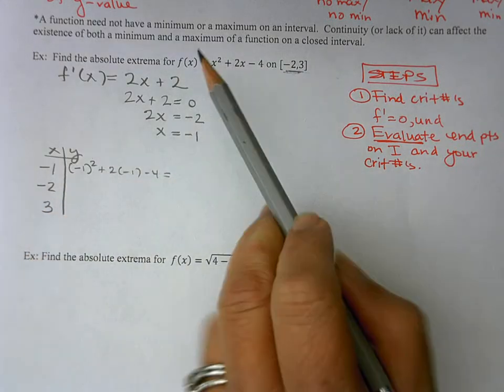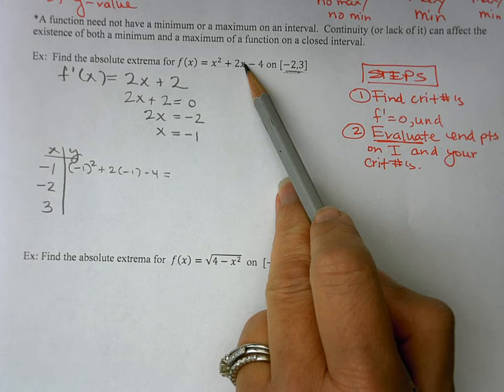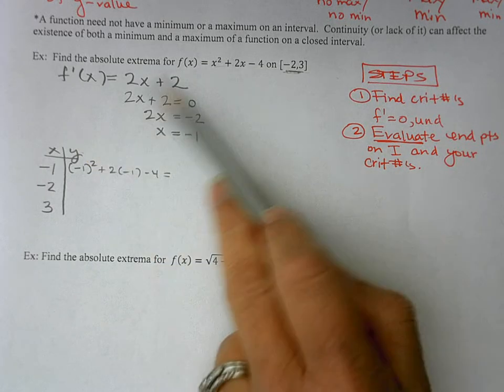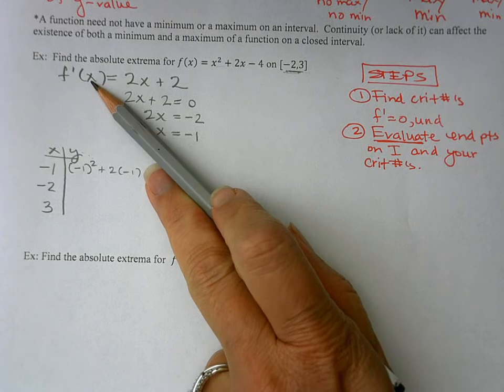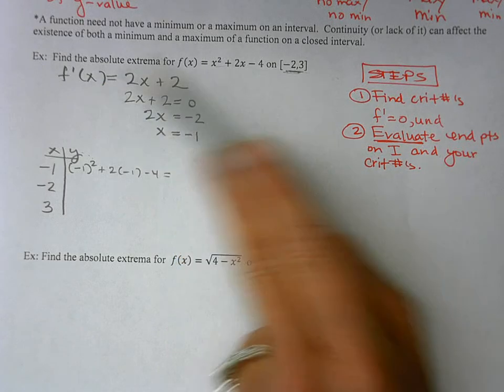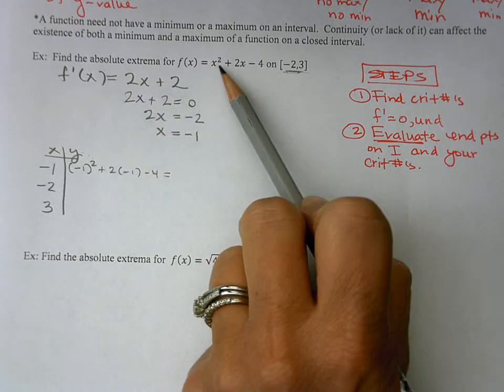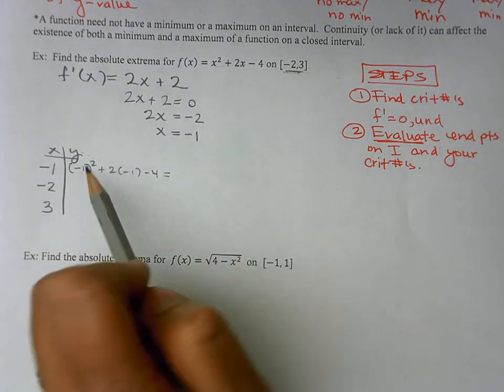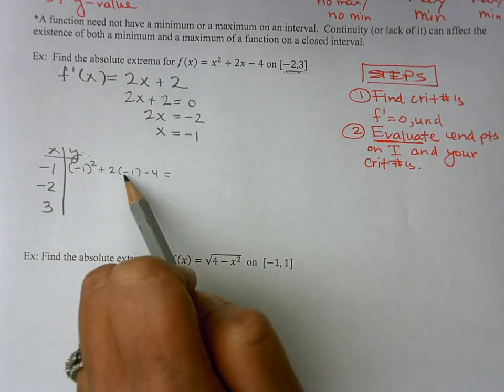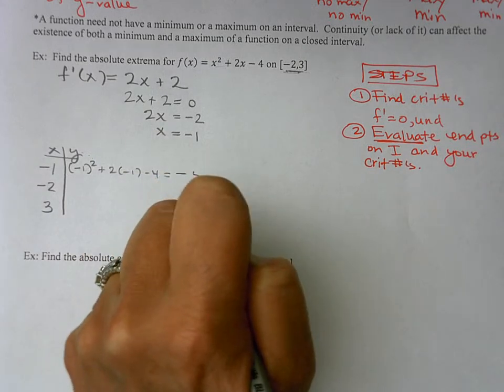All I did was go through and replace x with -1, and I do it into my original function because my original function tells me y. Into the derivative would have told me slope, and I don't want to know the slope. I just want to know the y value. So I just did -1 squared plus 2 times -1 and then minus 4. So that would be 1 minus 2, which is -1, minus 4 is -5.